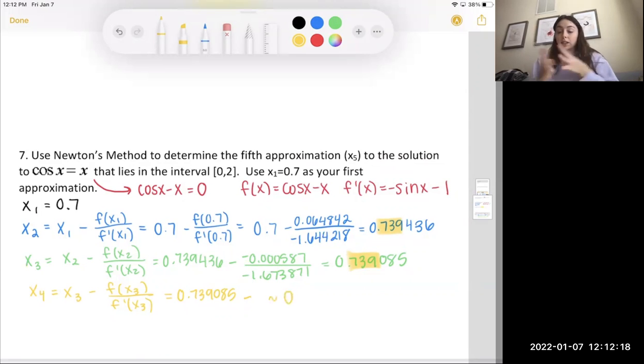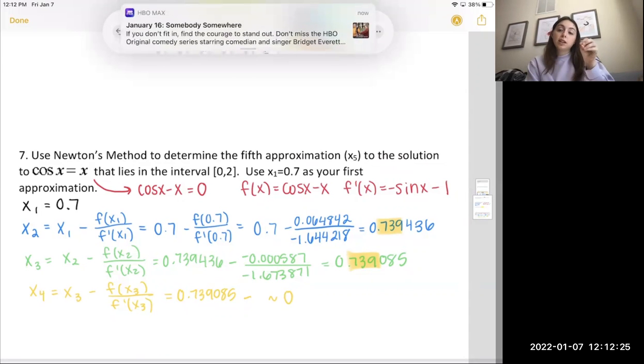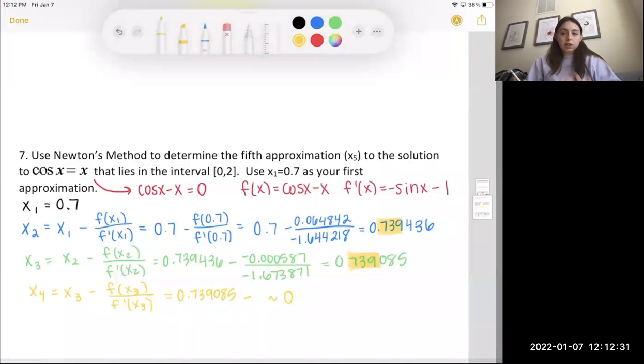You're essentially subtracting nothing from our last approximation. So it's not going to change this approximation. It's going to change it, but past the 6th decimal place. So we don't even have to go into the 5th approximation or the 4th one. It basically just means that 0.739085 is as accurate as we can get to the 6th decimal place.